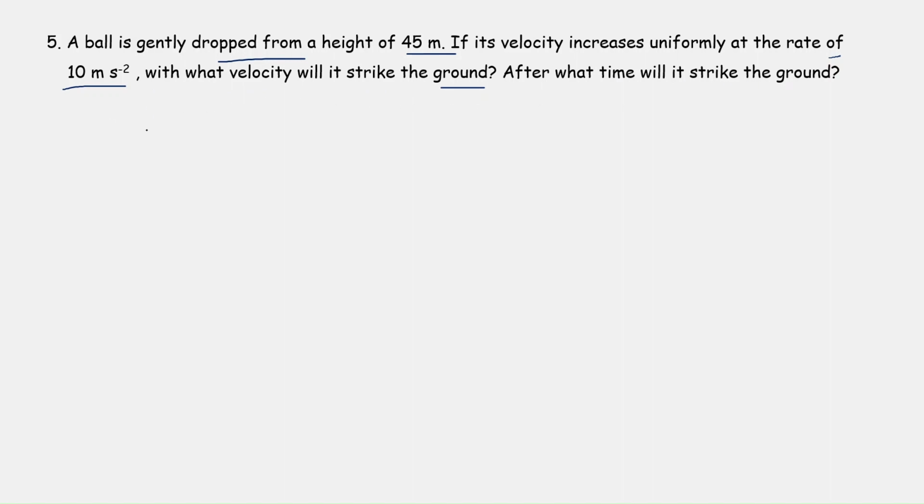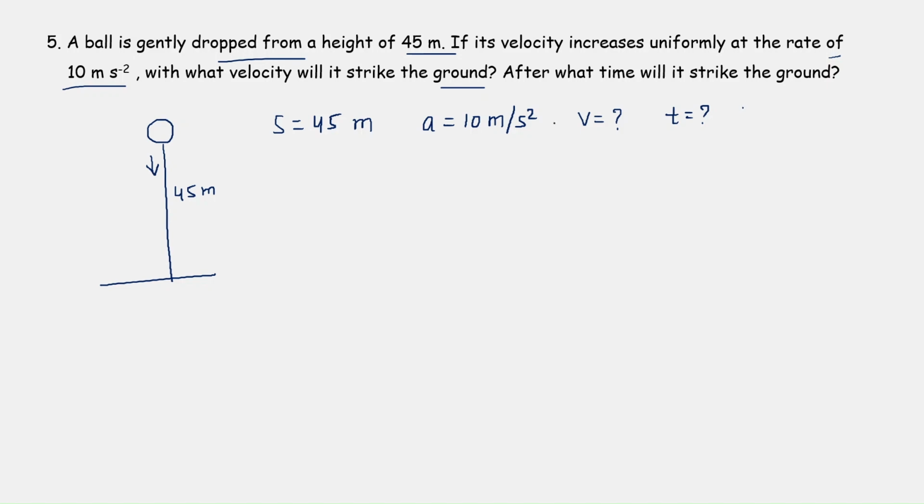Okay, so it is dropped gently. The ball is dropped gently from a height of 45 meters, so let us consider s as 45 meters. It is moving in the downward direction, so what is the acceleration? The acceleration they have given is 10 meter per second square, and we have to find out the final velocity, and what else? We have to find out the time, and they have given the initial velocity also.